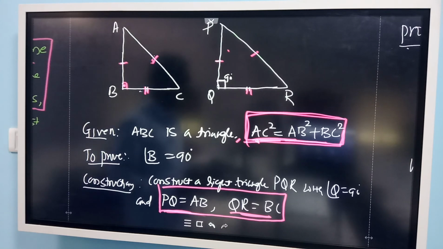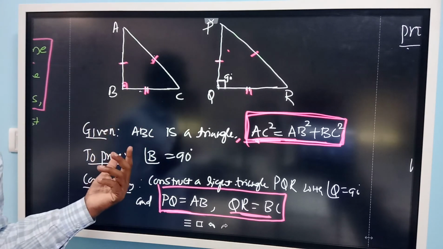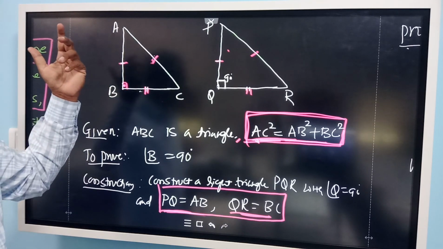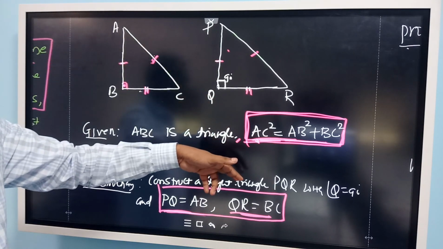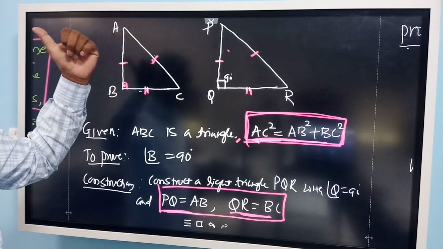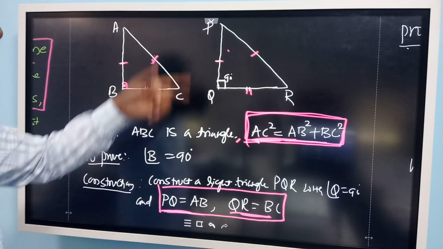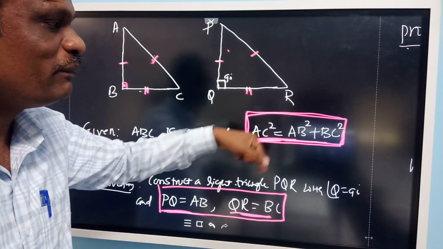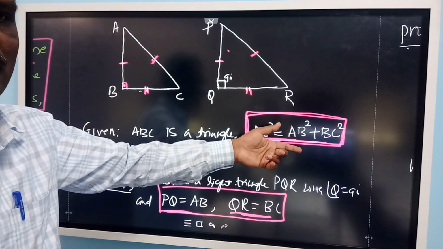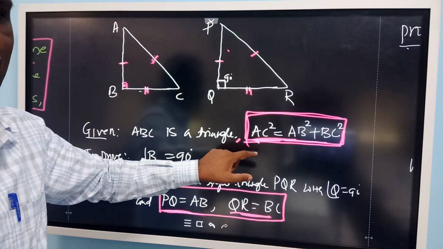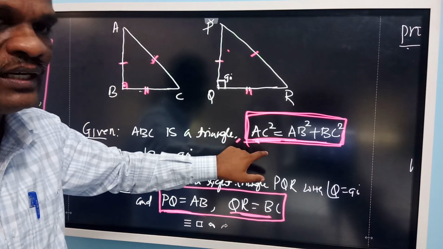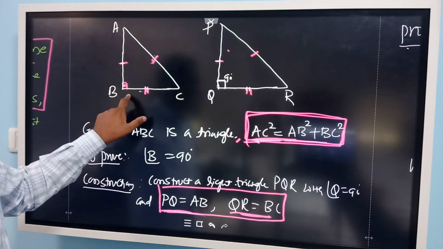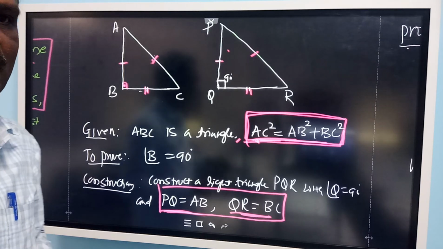So this is called the converse of Pythagoras theorem. It is the reverse: what is given in the Pythagoras theorem, here we have proved, and what we have to prove there is given here. In the Pythagoras theorem, we are supposed to prove the square on the hypotenuse is equal to the sum of the squares on the other two sides. This relation we are proving there. But here this is given, and we are proving that it is a right angle triangle. That means angle B is equal to 90 degrees.